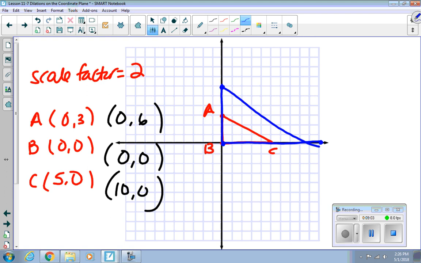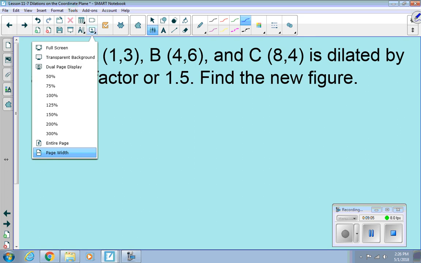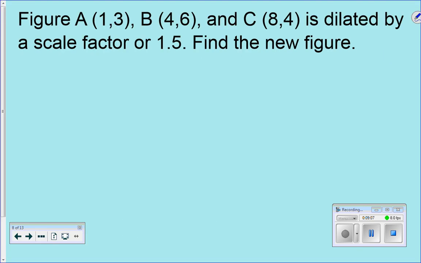For example, this one coming up right here. Okay, so look at this one. A, B, and C. What's my scale factor this time? 1.5. So you might actually have to do some thinking in your head about 1.5 times 1. 1.5 times, you know what I mean? You're going to have to think a little bit. It's not all going to be hunky-dory.